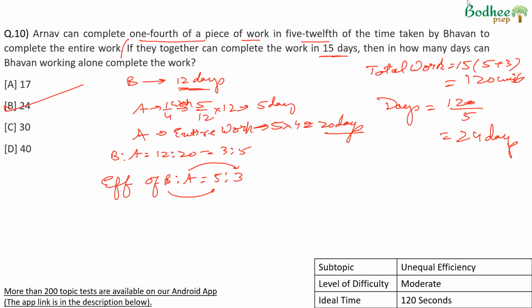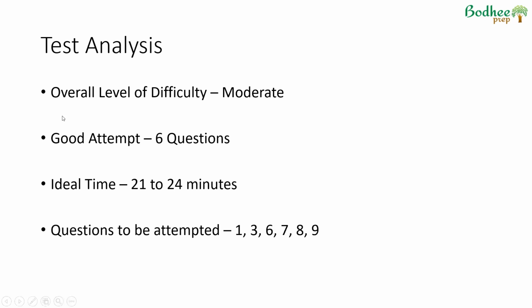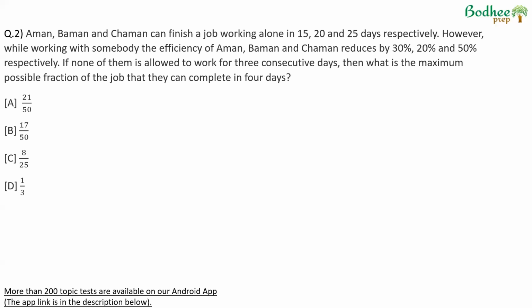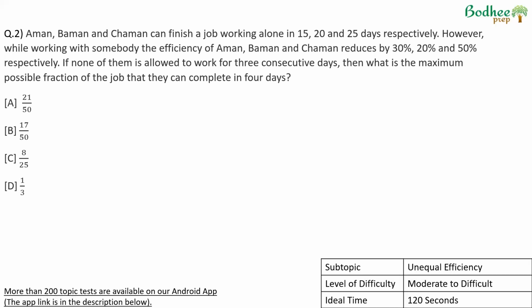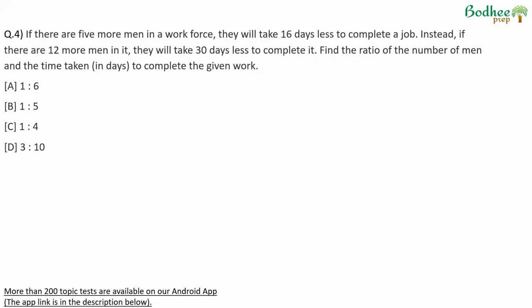Overall, if we look at the test, as I said, moderate level, 21 to 24 minutes solving time, 6 questions. The questions I would have chosen would be 1, 3, 6, 7, 8, and 9. Which are these questions? Would have done this, proportionality based. Here, there was a chance of confusion happening. Might have left this. Would have done this, again, proportionality based.